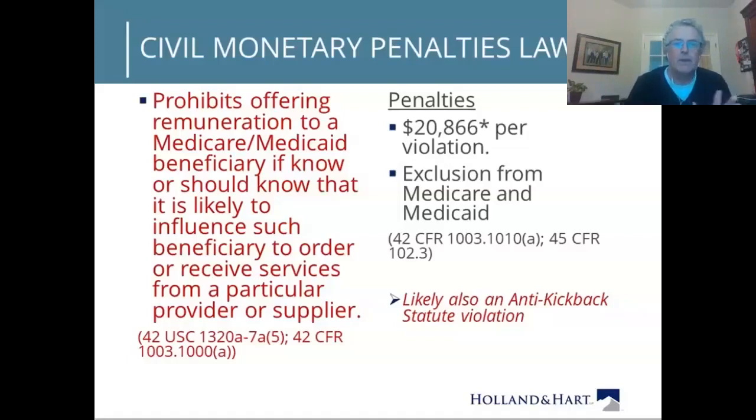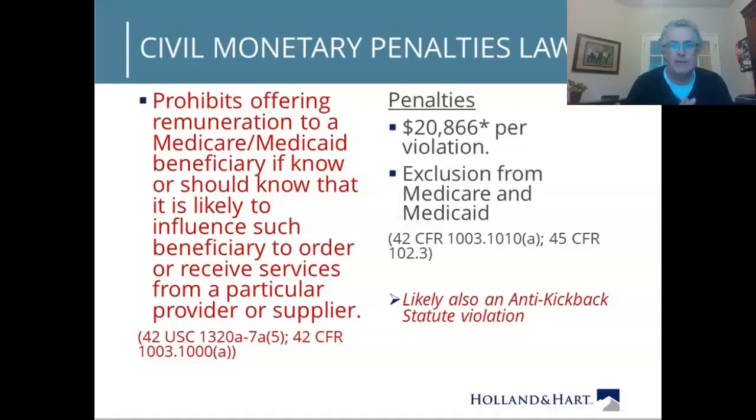What's the penalty? Well, it's a $20,000 fine per violation. In addition, you could be excluded from participating in Medicare and Medicaid, and as we're going to talk about in a minute, that's kind of your death knell for working in most healthcare industries.